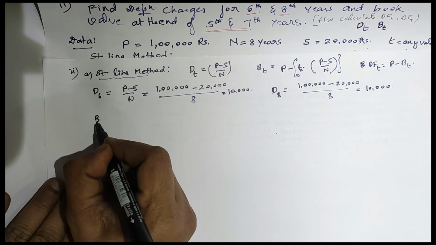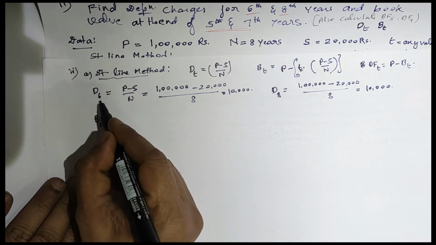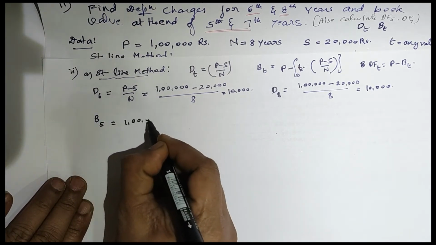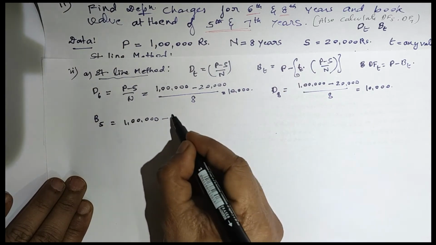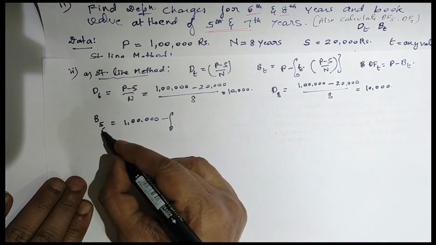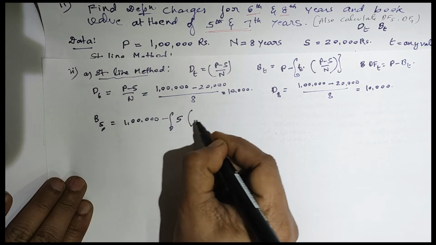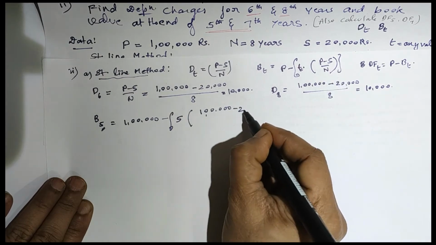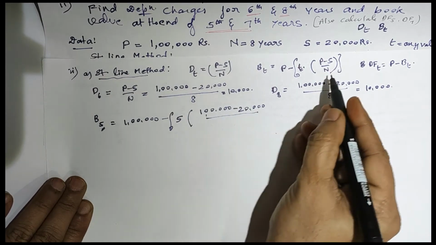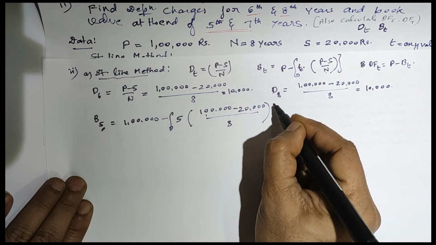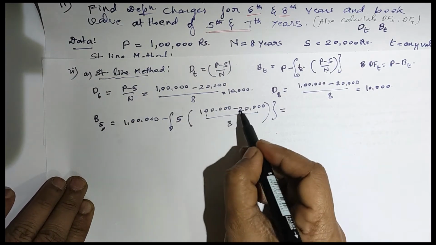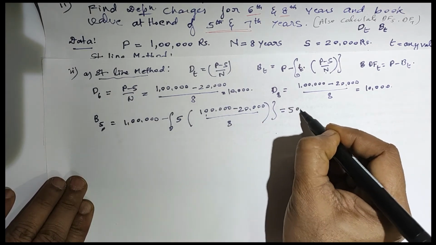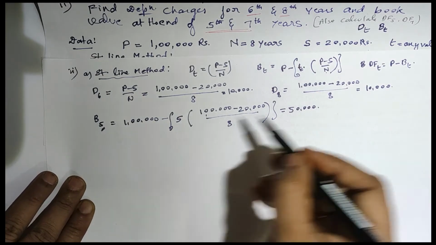Next is book value at the end of 5th year. Not the same year, here it is 6th, here it is 5th. So P 1 lakh, we will use this formula, flower bracket. T is 5, 5 into P is once again 1 lakh minus S is 20,000 divided by N is 8. So it is equal to 80 by 8, 10. 10 into 5, 50,000. 1 lakh minus 50,000, 50,000.